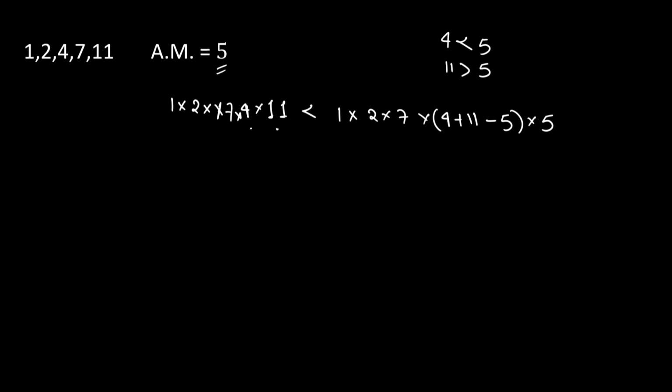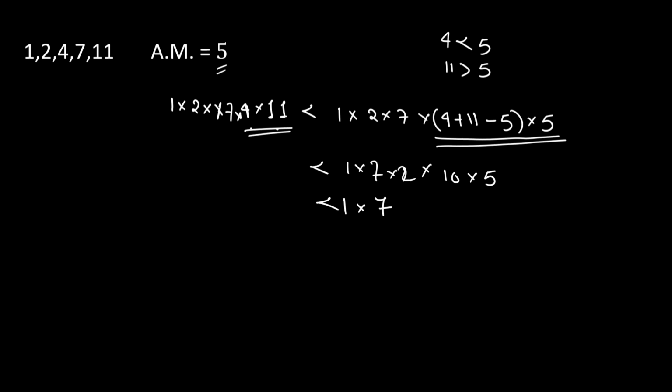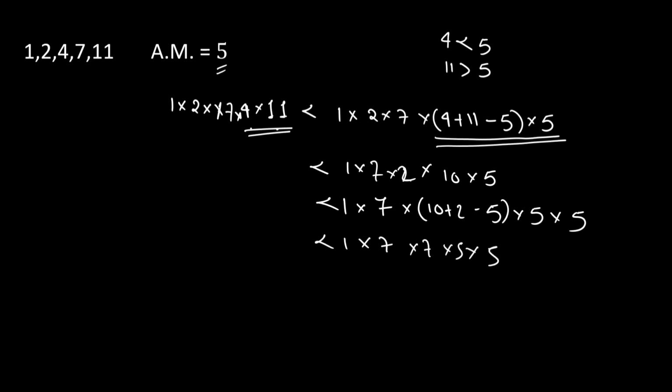So using our result, we can write that 4 times 11 is less than (4 plus 11 minus 5) times 5. Now we can write 1 times 2 times 7 times 10, since 11 plus 4 is 15 and 15 minus 5 is 10. Now again replace the positions, write here 7 and here 2. It is less than 1 times 7 times (10 plus 2 minus 5) times 5, and this 5 was already here. So we get 1 times 7 times, 10 plus 2 is 12, 12 minus 5 is 7. So 7 again. Nice.